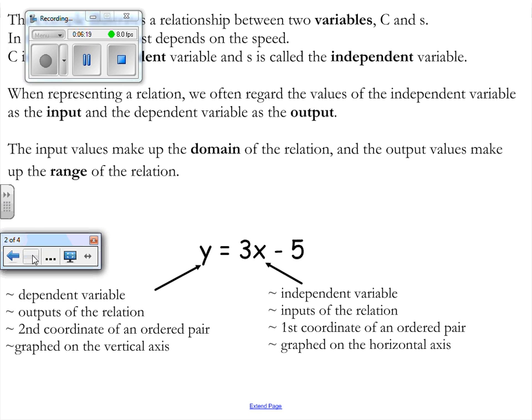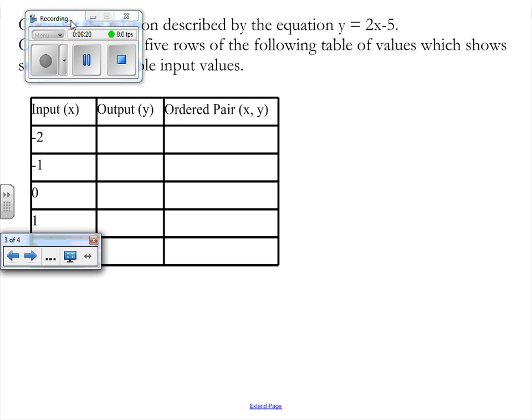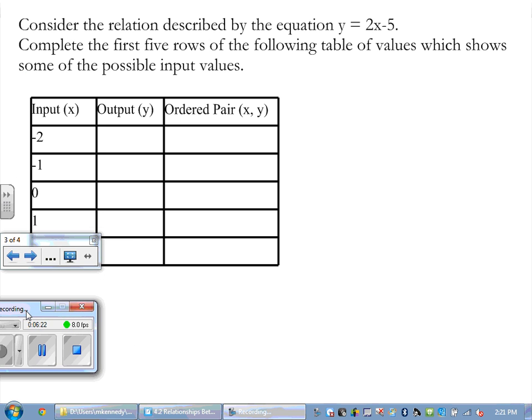Let's take a look. So consider that equation up top. The relation described by the equation y equals 2x minus 5. Complete the first 5 rows of the following table of values. So, for each input, what's the output? Practice calculating on your own. Do all 5 on your own. I'll do the first one.